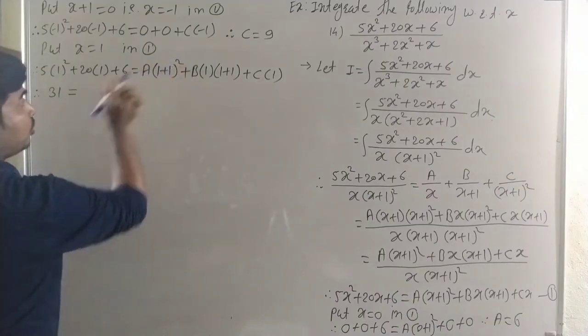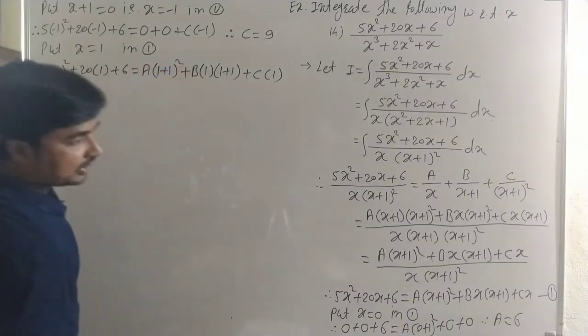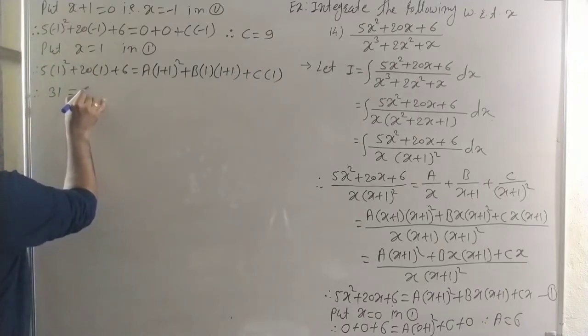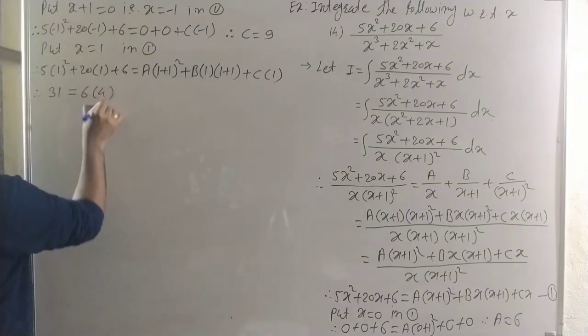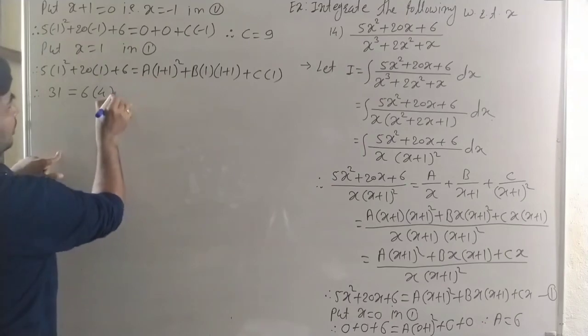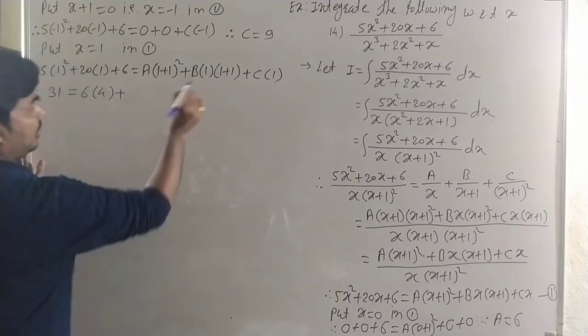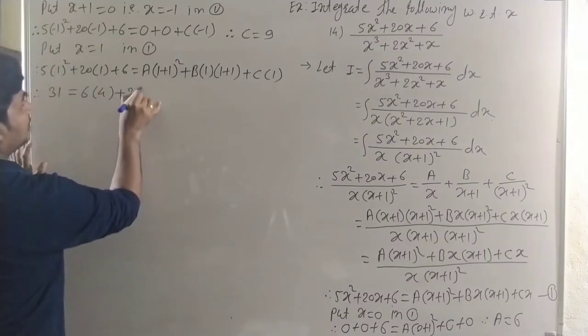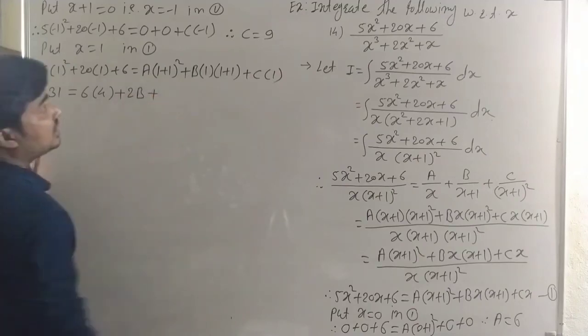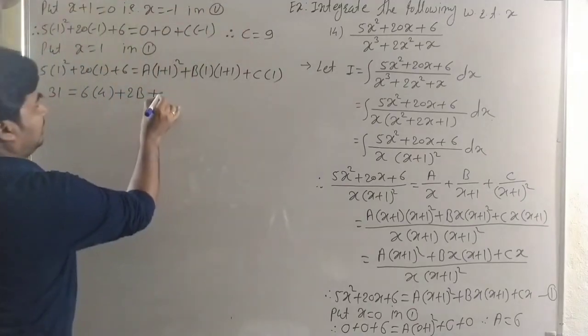2 squared, that is 4. Okay, see carefully, the value of a is 6, therefore it is 6 into 4. It is 6 into 4 plus b. Okay, we want to find the value of b. Here it is 2b and plus c. It is 9, so we can write here 9.